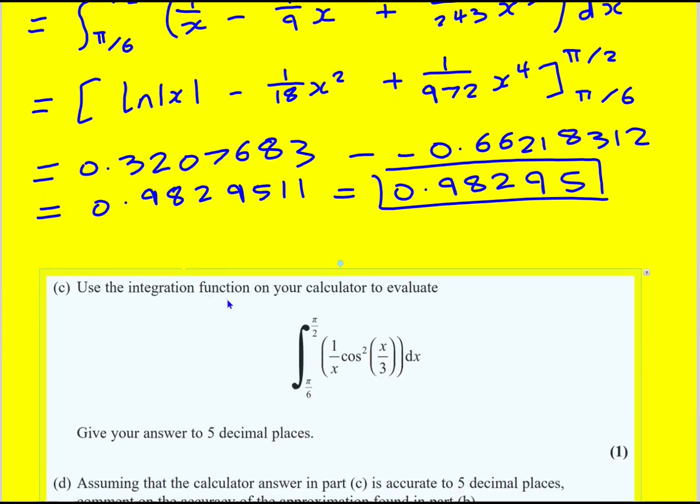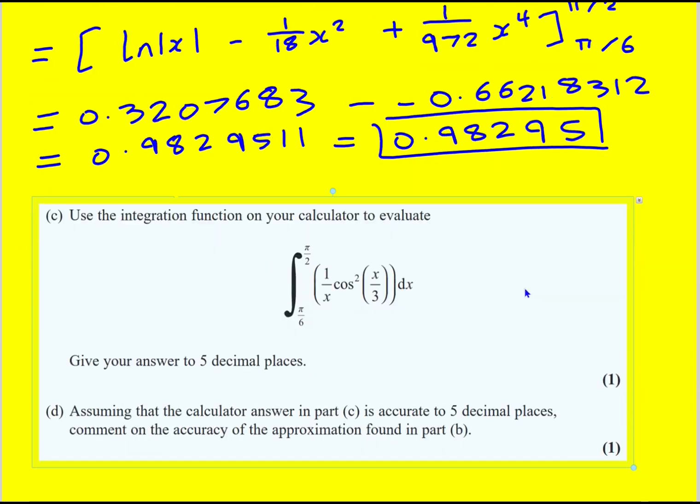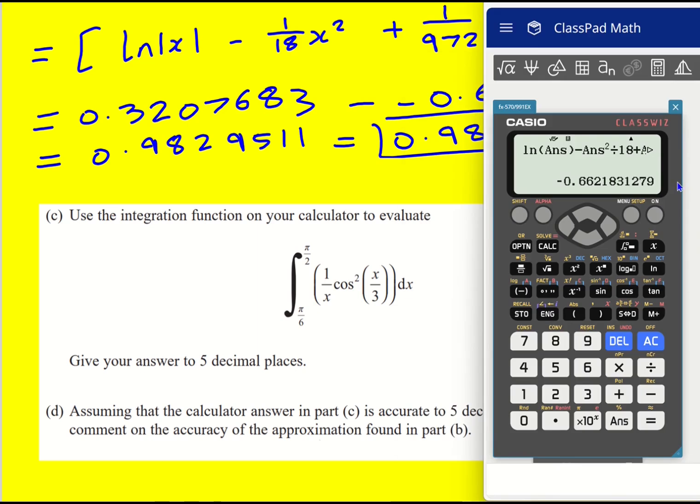Now, the next part asks us to actually use the integration function in our calculator to evaluate the same integral, giving our answer to 5 decimal places. A little hint, by the way, when you're doing integration questions and you're not given the answer, is to do this anyway and compare it with your answer, because then you'll know whether you're going to be accurate or not. Of course, we're making an approximation here, but we're still expecting to be in the same kind of ballpark for a good approximation. Let's give it a go.